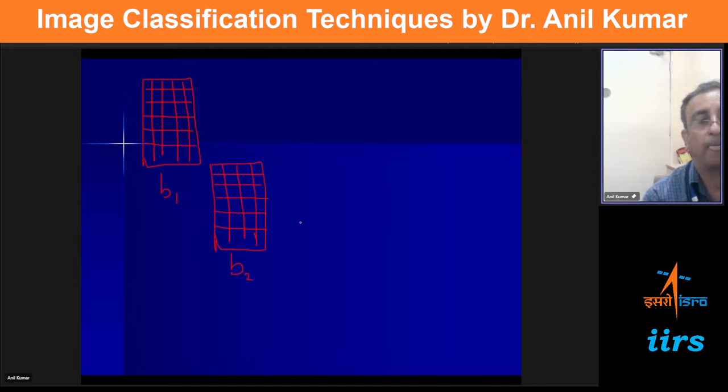Band 2. Now how this algorithm will work: we can plot the feature space. This is your B1 and this is your B2. You can plot all these pixels here. So they are coming like this. All the pixels of the image you have plotted in here.